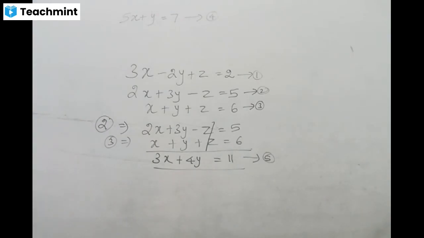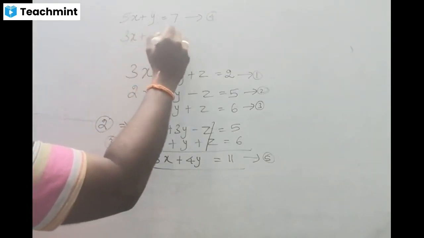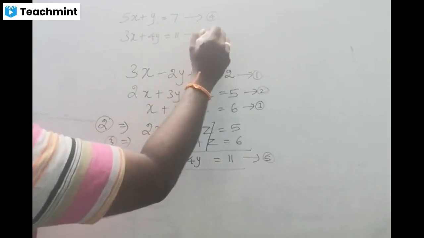Please copy this one. Once you have copied, inform me. I want to clean the board. So 3x plus 4y equals 11. This is equation number 5.